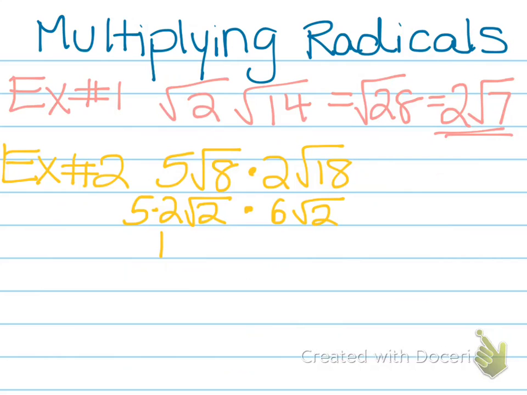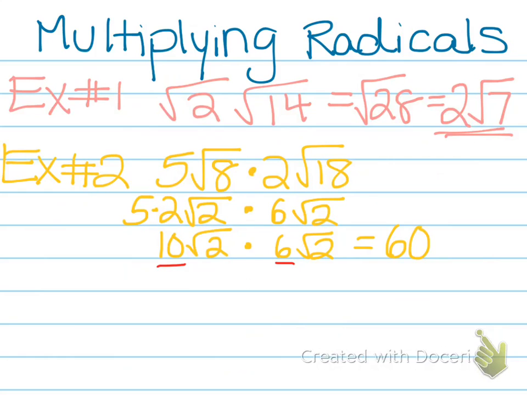So I have technically 10 square root 2 times 6 square root 2, and my final answer is 60. Now, 60 is on the outside because of the 10 and the 6.